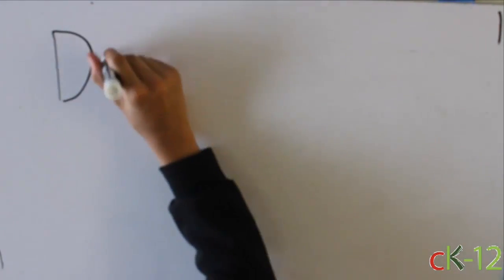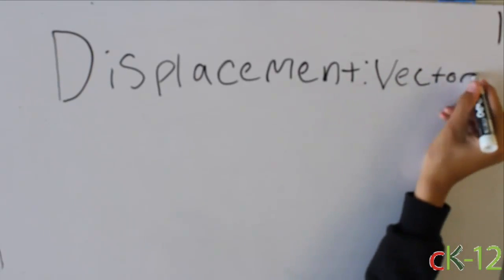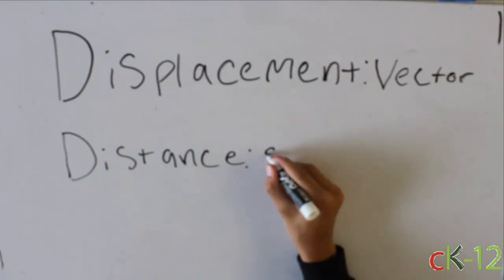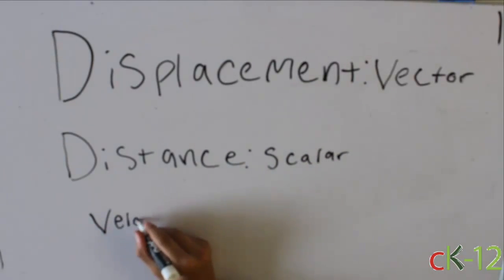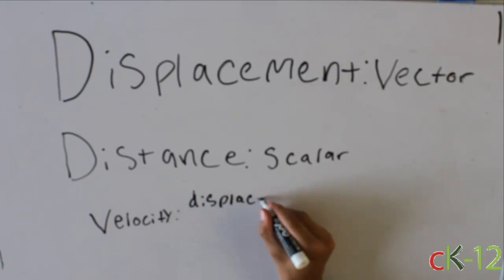To summarize, displacement is a vector and measures both distance and direction, whereas distance only measures how far something goes. You can calculate displacement by finding the difference between the final position and initial position, and velocity by calculating displacement over time.